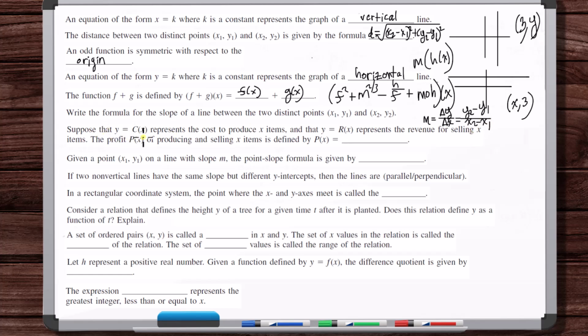Suppose that y is equal to c of x represents the cost to produce x items, and that y is equal to r of x represents the revenue for selling x items. The profit of producing and selling x items is defined by the revenue function minus the cost function.